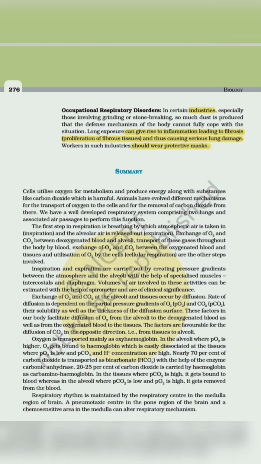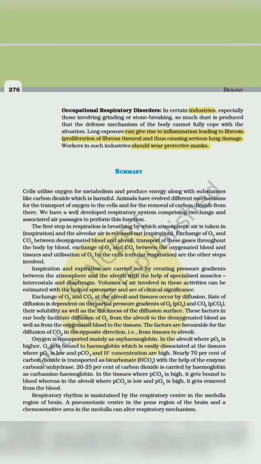Volume of air involved in these activities can be estimated with the help of a spirometer and is of clinical significance. Exchange of O2 and CO2 at the alveoli and tissues occurs by diffusion. Rate of diffusion is dependent on the partial pressure gradients of O2 and CO2, their solubility as well as the thickness of the diffusion surface.